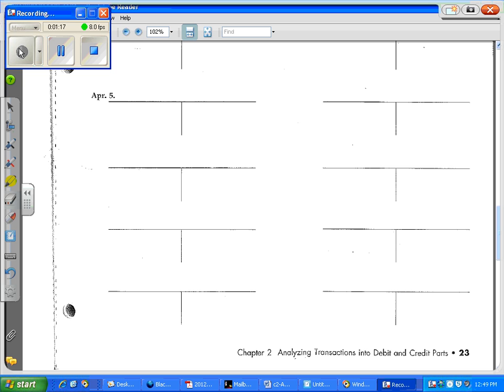On April 5th, we pay cash for insurance, $75. So again, on the 5th, cash is impacted. We paid it out, so it decreased. So it's a $75 credit. And in return for that, we got prepaid insurance, which is an asset, something that we own. Assets are on the left side of the equation, so we debit to increase it.